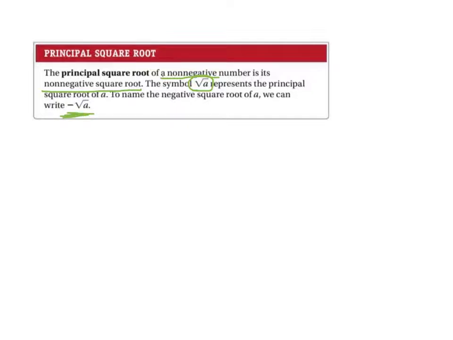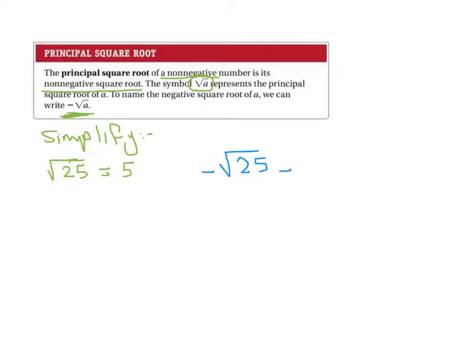For example, simplify. Here, this is not the square root, it's called the principal square root. That means we need only the positive square root of 25, so it's 5. What about this one? Negative radical 25. So here, we need the negative square root, so it's negative 5.